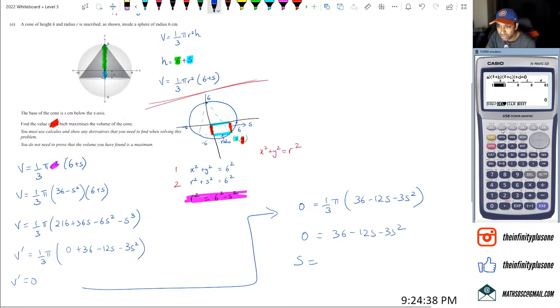Polynomial, degree 2, and I'm going to put these numbers in, which is minus 3, minus 12, and 36. Now when I do this, I actually get s is equal to 2 and negative 6. Now s can't be a negative number, so we have to say that s is actually equal to positive 2, as you can't really have a negative s here. Realistically, it doesn't work, because if s is negative, then you're going to get a cone that's really, really tiny.